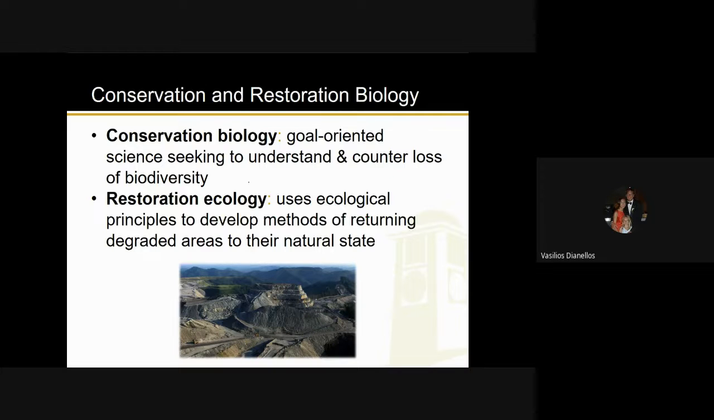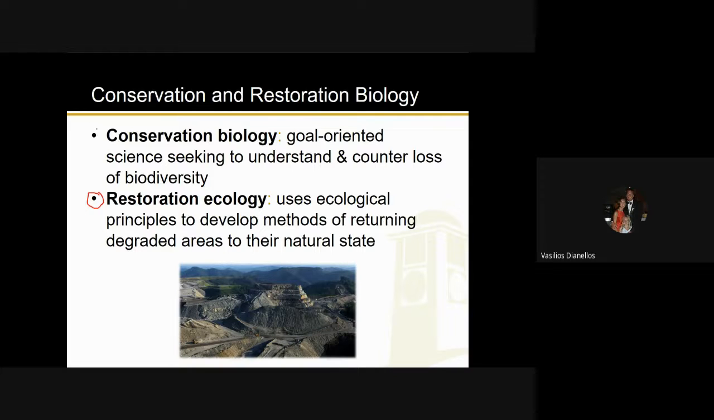Not necessarily for the exam, obviously, but conservation biology is the one term. That is the goal-oriented science that is seeking to understand and counter the loss of biodiversity. So conservation biology is like, all right, we've got to take care of the biodiversity. It's basically that simple. And then you have restoration ecology, and that is the use of ecological principles to develop methods of returning degraded areas to the natural state.